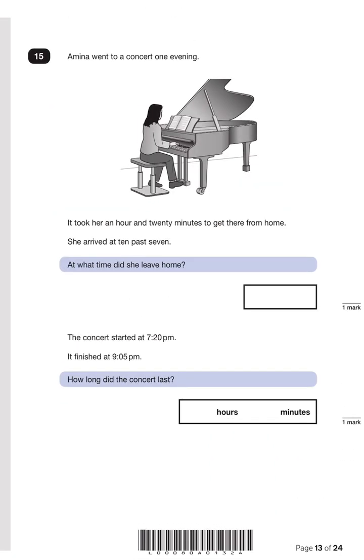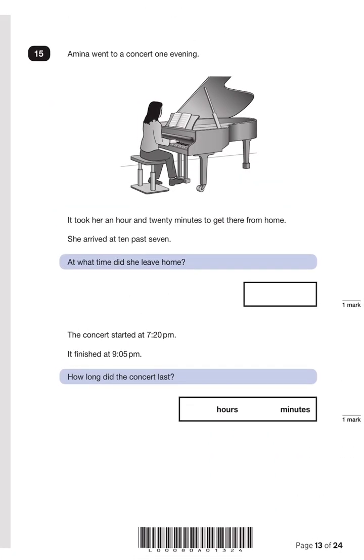Number 15. Amina went to a concert one evening. It took her an hour and 20 minutes to get there from home. She arrived 10 past 7. At what time did she leave home? So if it took her an hour and 20 minutes, if I subtract 1 hour, I get 6:10. Then I need to subtract 20 minutes.